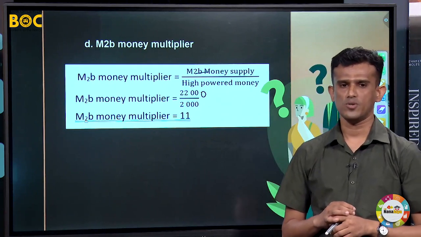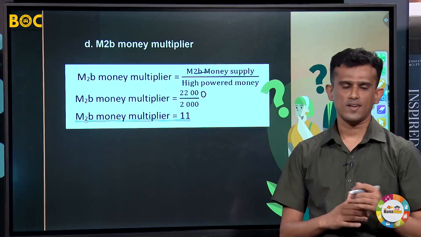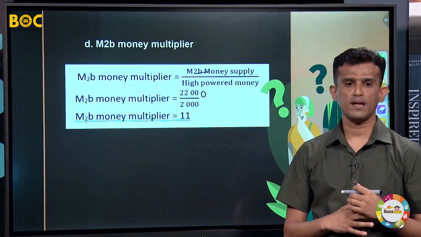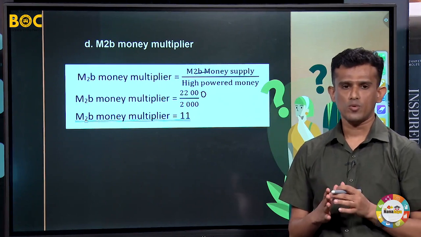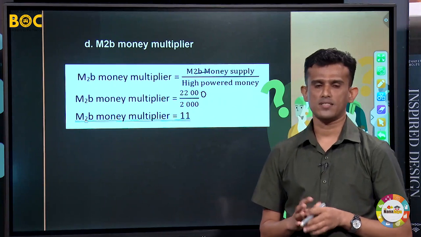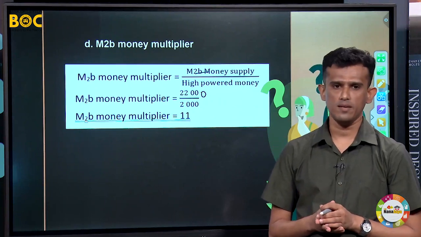I think you understood. So we learned how to calculate high powered money, M1 money multiplier, M1 money supply, the M2 broad money supply, and then M2B consolidated broad money supply and the M2B broad money multiplier.